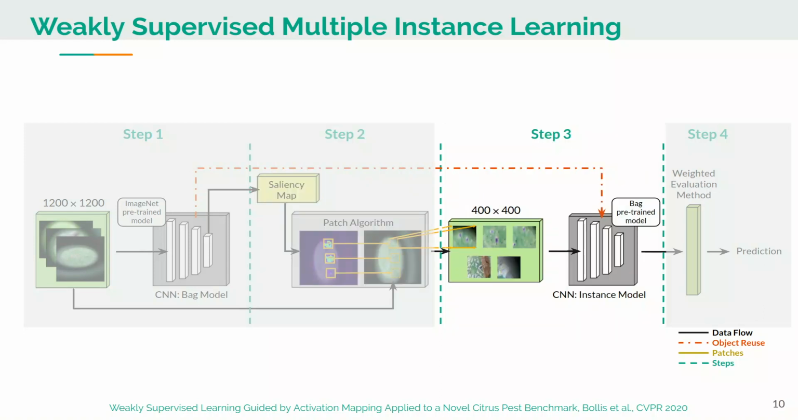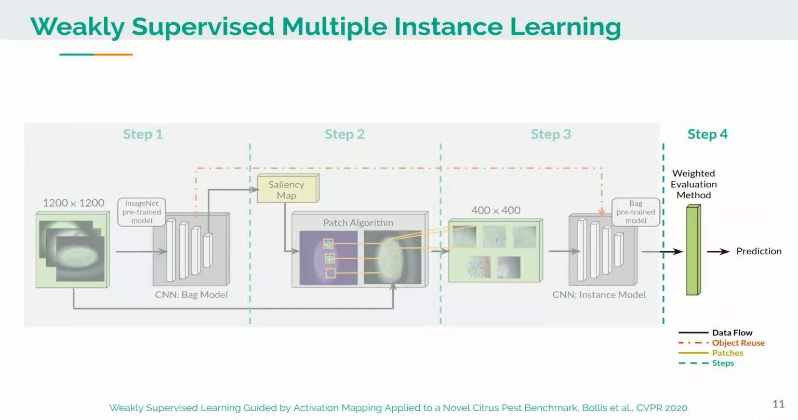Also, in step 3, we used the patches produced to train a new model using the old bag model, which we call the instance model. Finally, we used the weight evaluation method to evaluate the inference for the original image using instances.